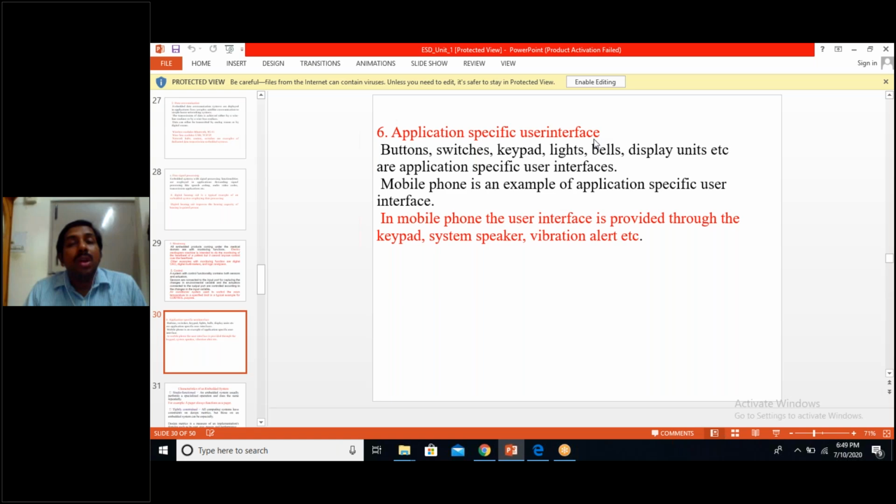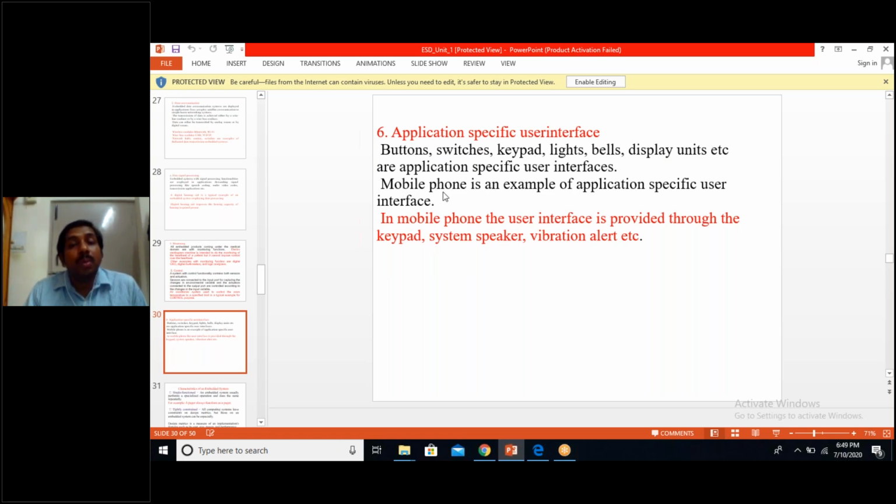Application specific user interface. All embedded systems have some hardware part that comes under the application specific user interface. Other than sensors, actuators and the internal processing part, we also require some hardware which helps in getting the data, capturing everything and processing, such as buttons, switches, keypads, lights, bells, displays. So these are the purposes served by buttons, switches, keypads, lights, bells and displays.